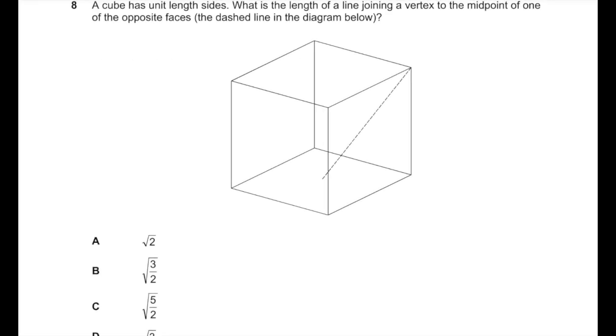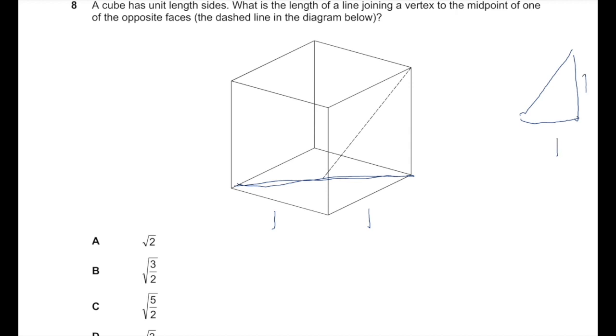Question number 8. A cube has unit length sides. What is the length of a line joining a vertex to the midpoint of one of the opposite faces? The dashed line in the diagram below. So how would I solve this? First, I would want to work out what the distance over here is. So I know this is 1 centimeter and I know this is 1 centimeter, and it's a right angle triangle being formed.